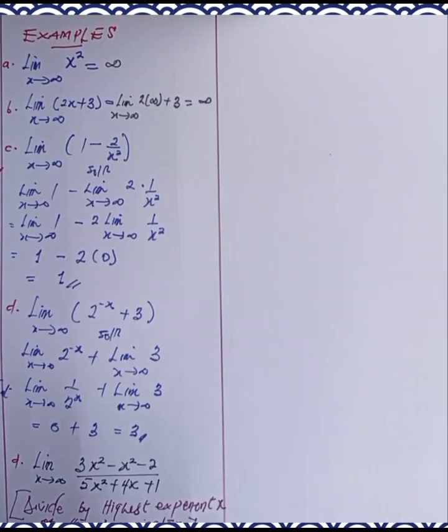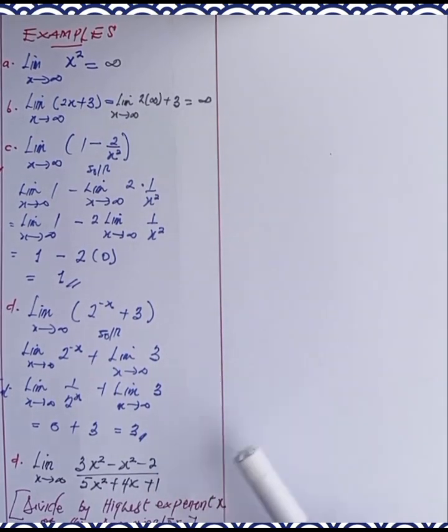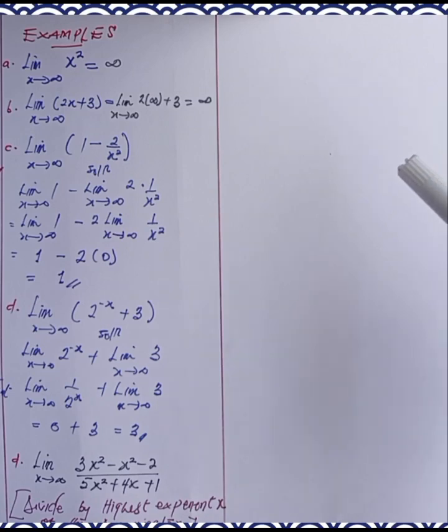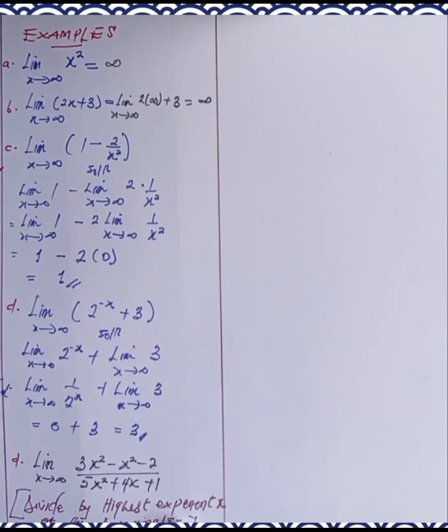So we have the next example here. We are to find the limit of this function as x approaches infinity. Now you can see that this is a rational function. To evaluate the limit at infinity of any rational function, we divide both the numerator and denominator by the highest exponent of x of the denominator. It's very necessary. To find the limit at infinity of any rational function, we divide both the numerator and denominator by the highest exponent of x that occurs in the denominator.